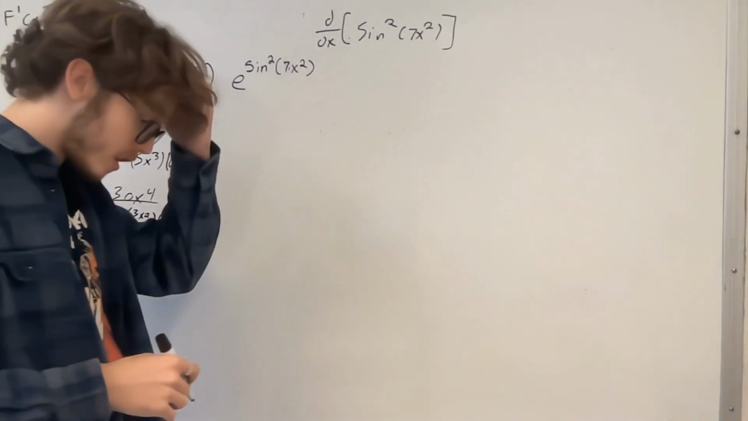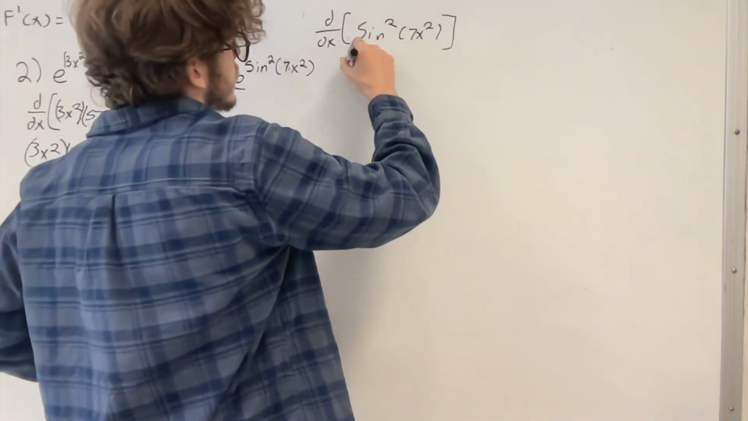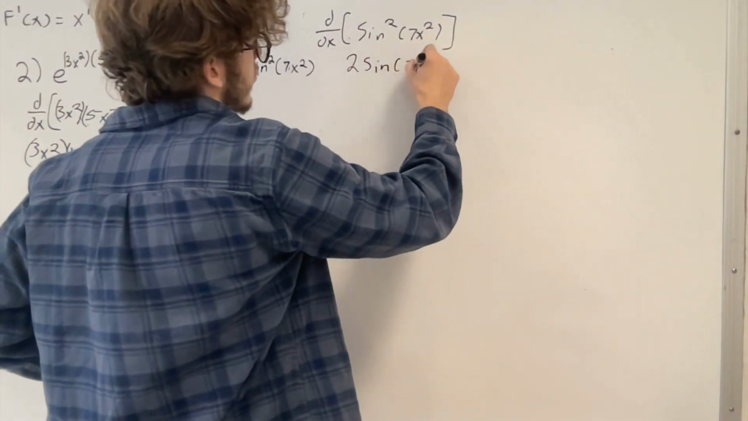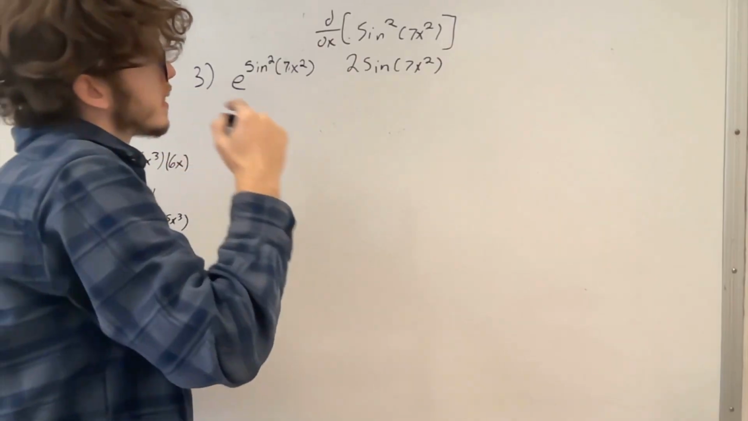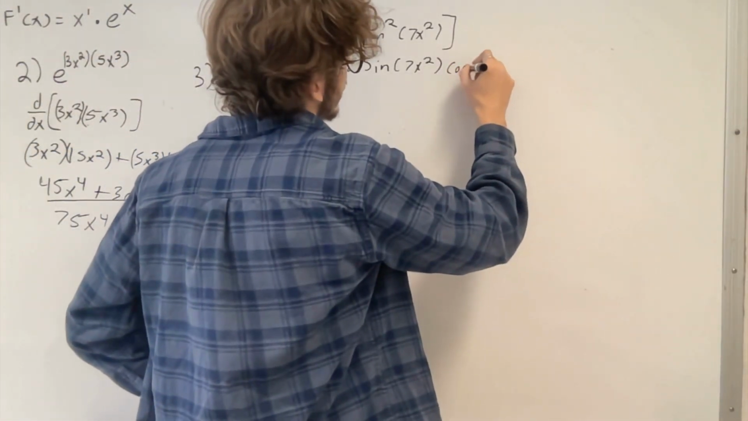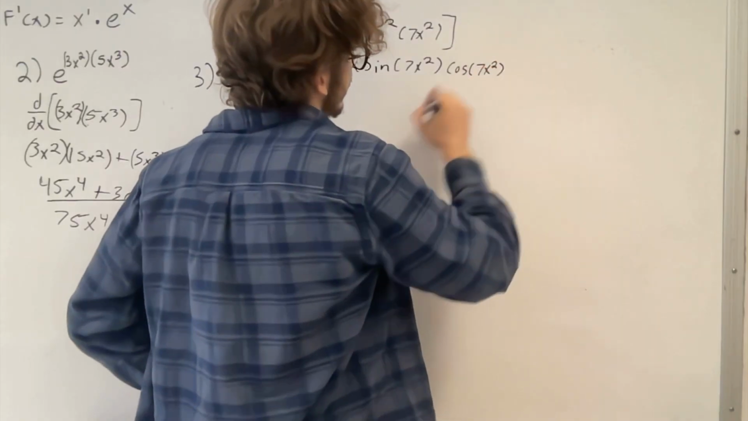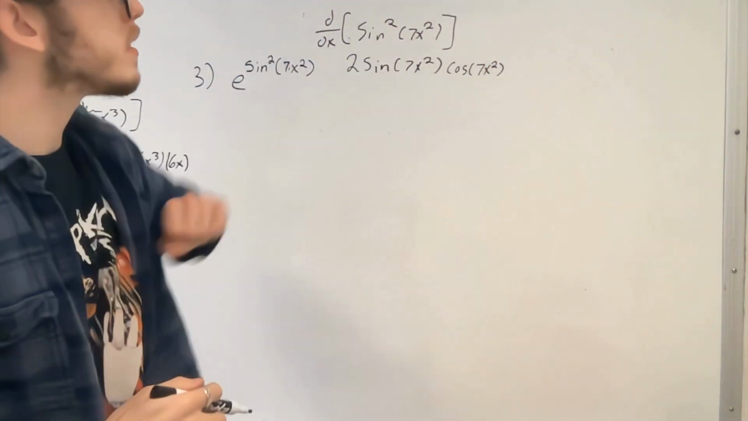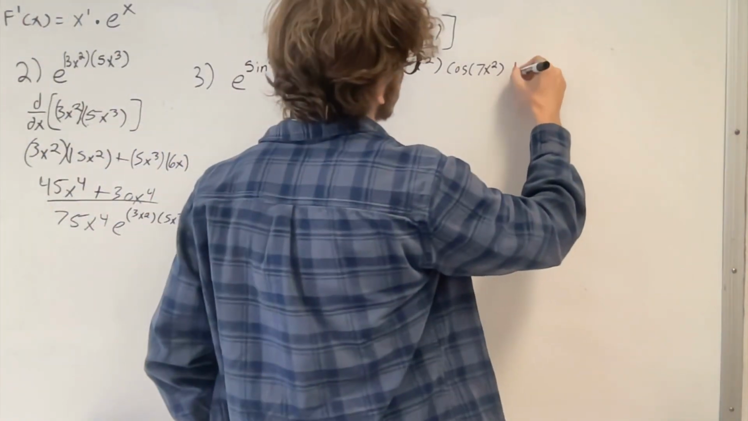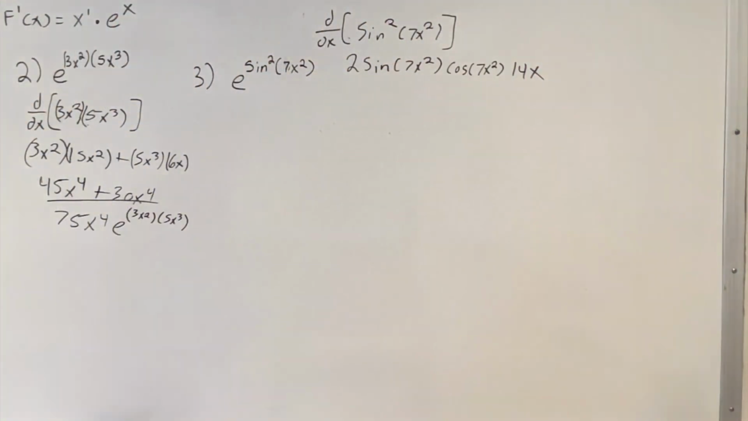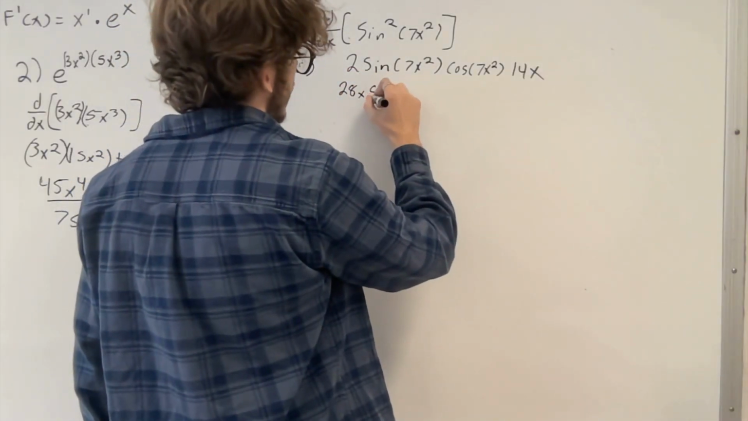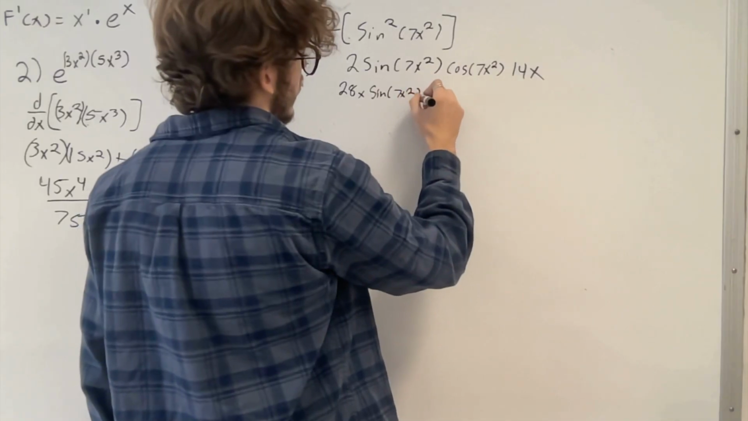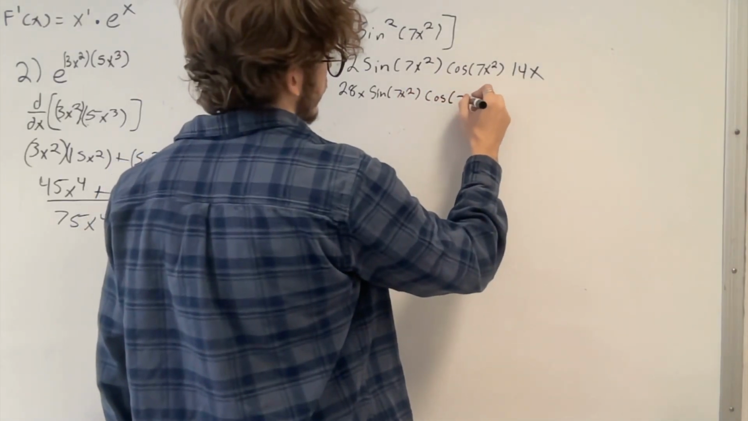Now remember from the last video that we had, we brought the 2 down, so that was 2 sine of 7x squared. We're going to take the derivative of sine itself, so that's cosine of 7x squared. And then we take the derivative of the inside, so that's 7 times 2, which is 14, and that's just simply x because we get rid of one of the exponents. 14 times 2, 28. 28x sine of 7x squared, and then cosine of 7x squared.